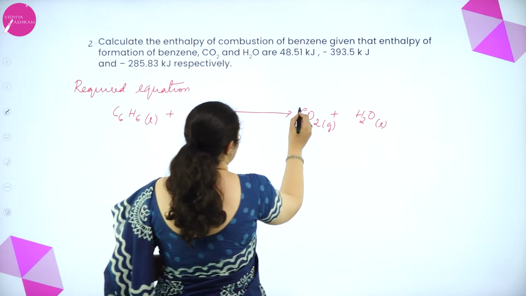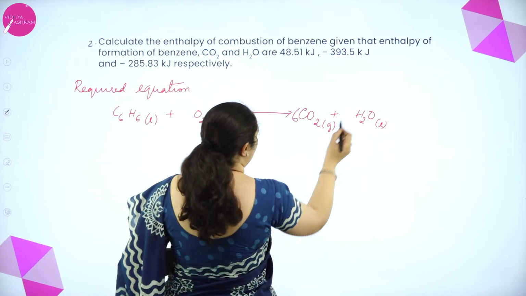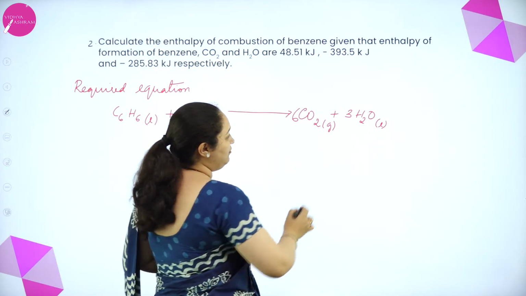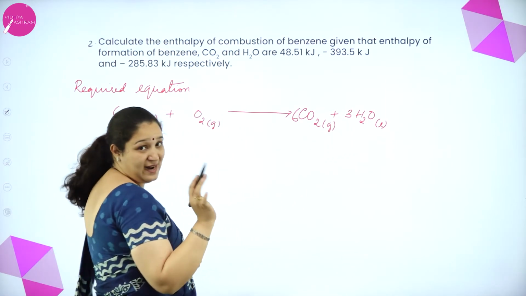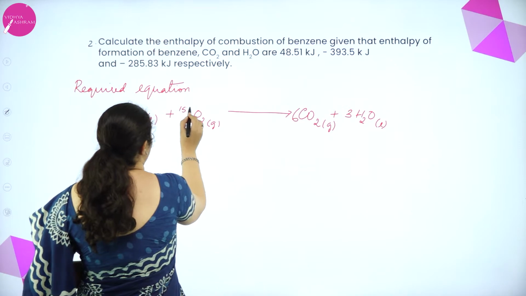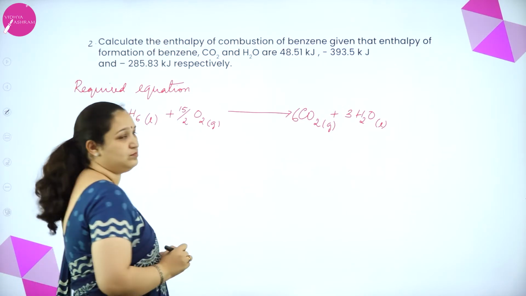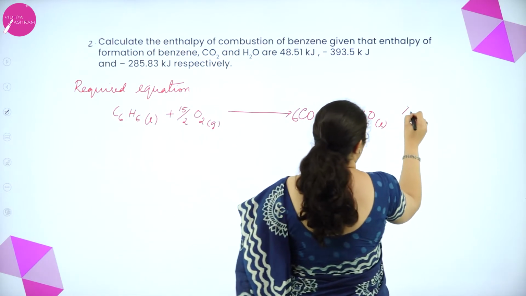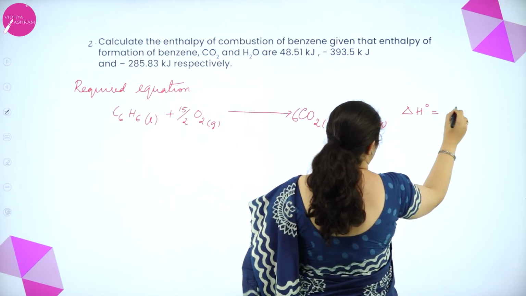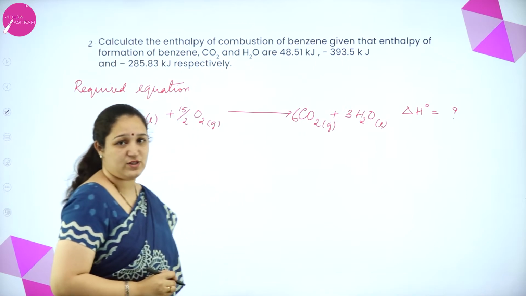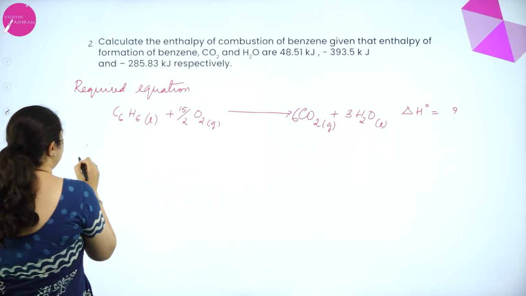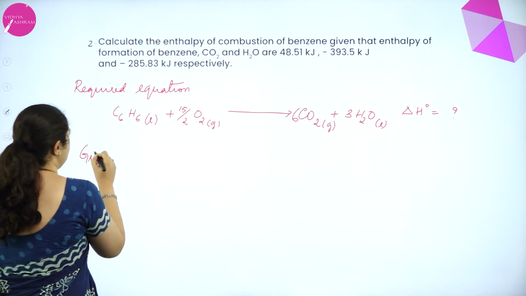So here it will be 6, here it will be 3. So 6 2s are 12, 13, 14, 15 oxygen atoms are required. So I'll write it as 15 by 2. Okay. Now for this equation, what do I want to calculate? Delta H naught. This is the required equation. Now which are the equations which are given to us? We'll write the given equations.